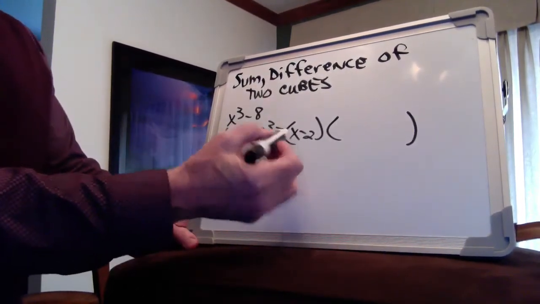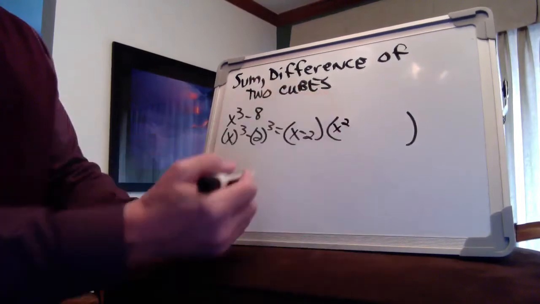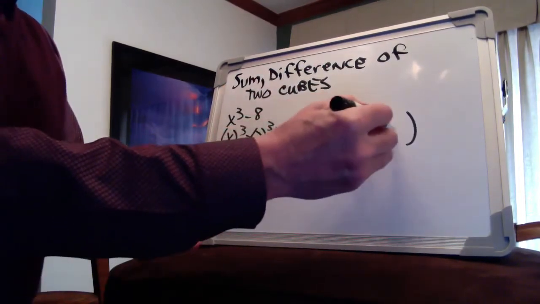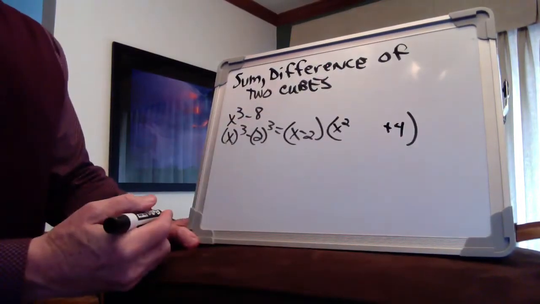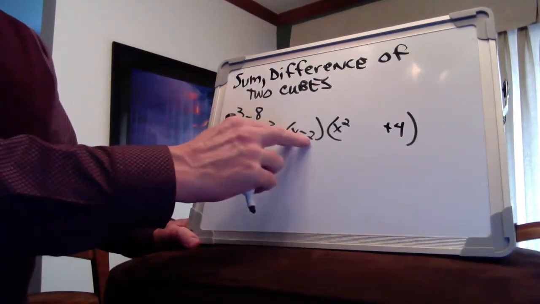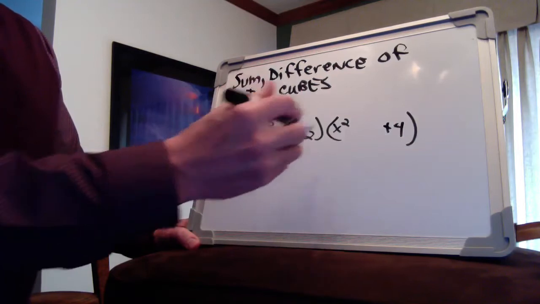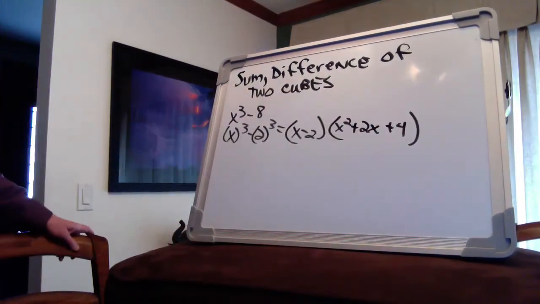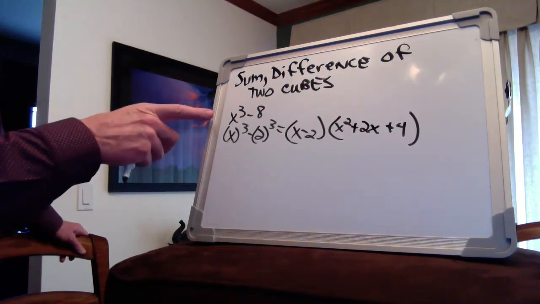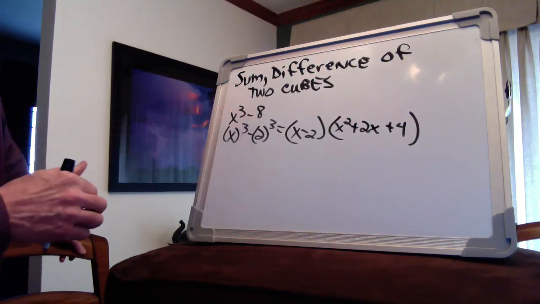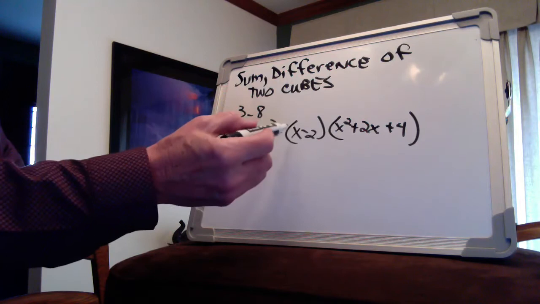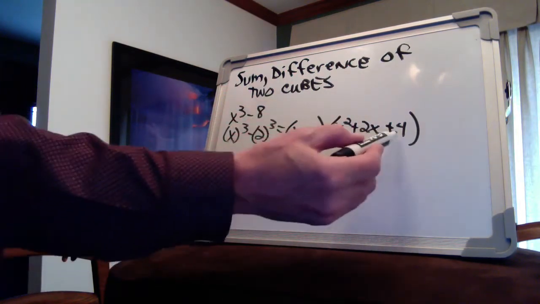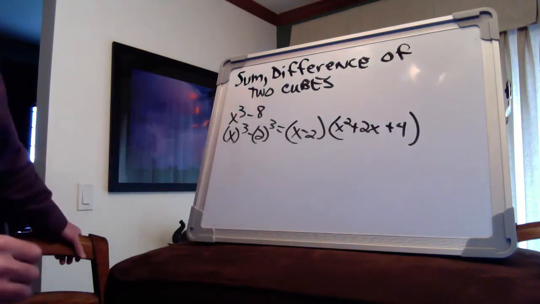You're going to take the first term and square it. You take the second term and square it, that's going to be your last term. To get your middle term, you multiply these two together and take the opposite sign. And now this is the factored form of the difference of these two cubes. Again, if you distribute out the x and the negative 2 to these individual terms of the trinomial, you'd end up with x cubed minus 8.